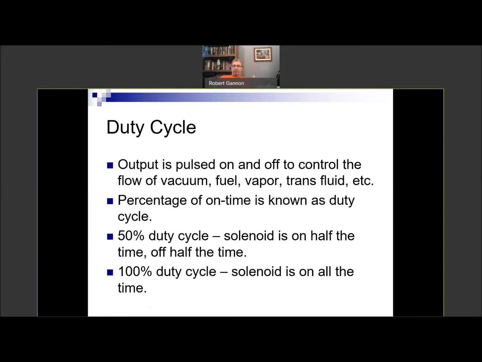Now duty cycles don't work in huge numbers like that. We're probably talking milliseconds. So in the lab, we did an example of an EGR vacuum regulator, and we were cycling it on and off 10%, 20%, 30%. And I'm sure each on-off cycle was only milliseconds long.